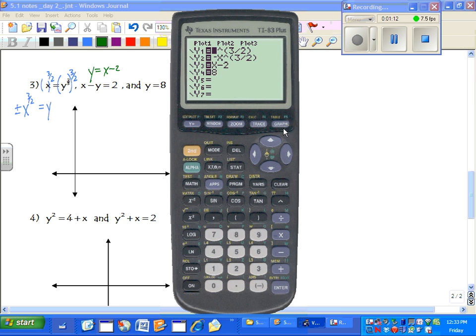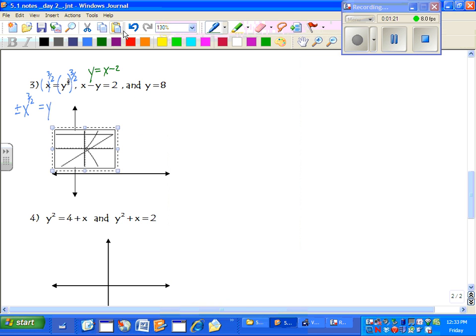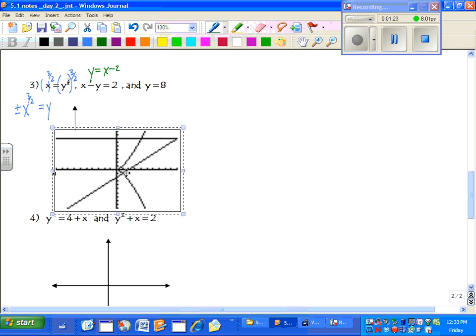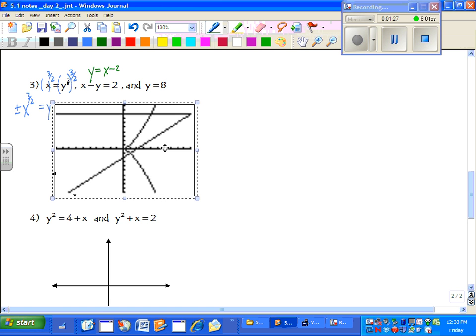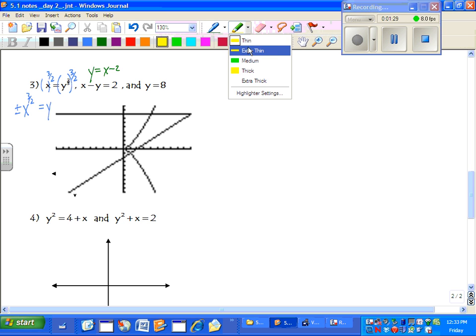If we graph all of these, we get this region right here that needs to be shaded in. So our region for this one is right here. We have a little bit below the x-axis there. So I'm going to sketch a graph of our shaded region.